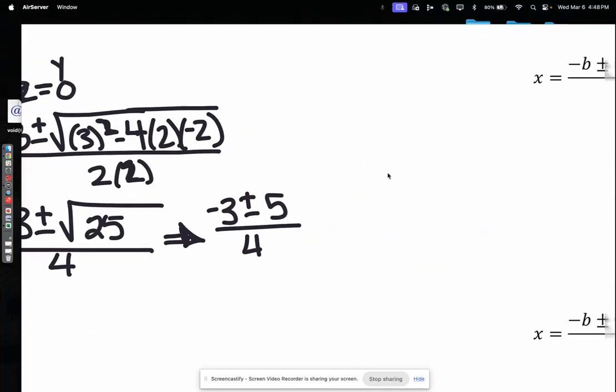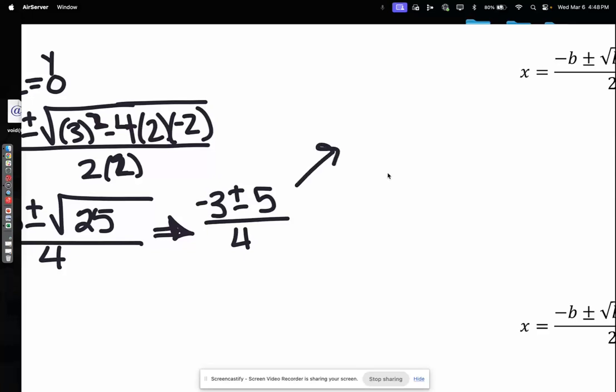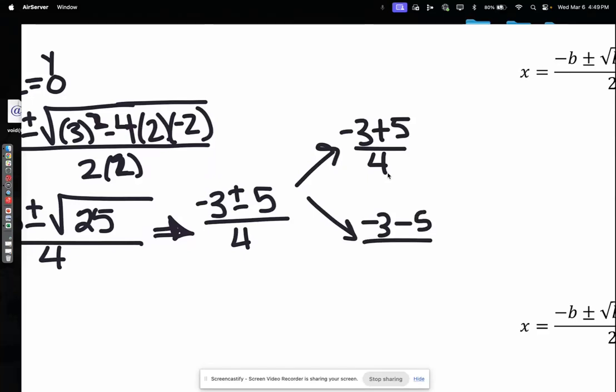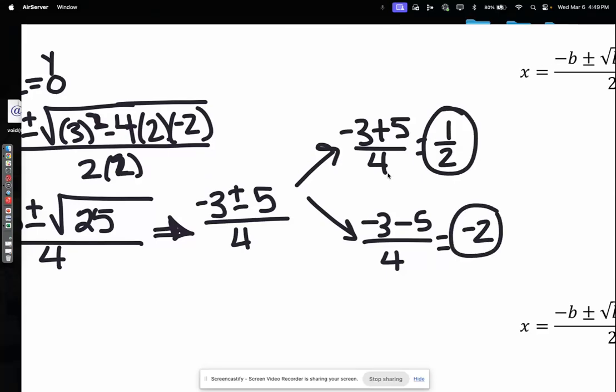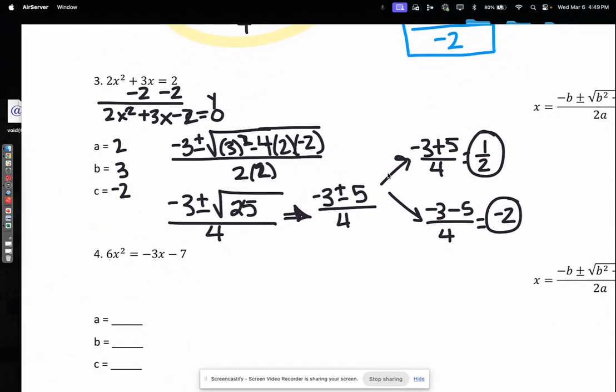So now I have two problems to work, right? I'm going to have -3 plus 5 divided by 4, and I'm going to have -3 minus 5 divided by 4. And when I put those into the calculator, which you can do, I get 1/2 or 0.5, and I get -2. So again, you can definitely graph that to double check those answers.